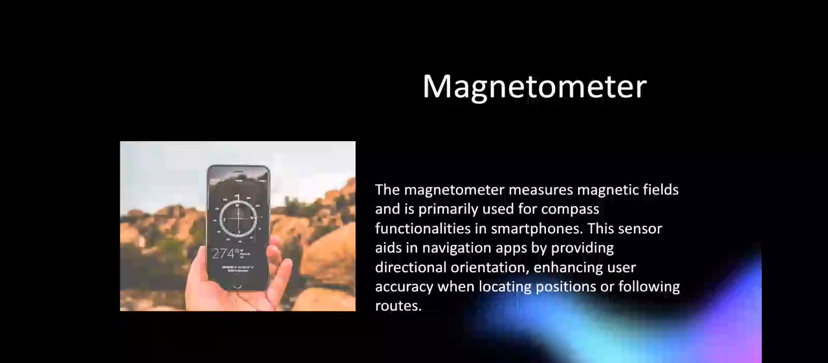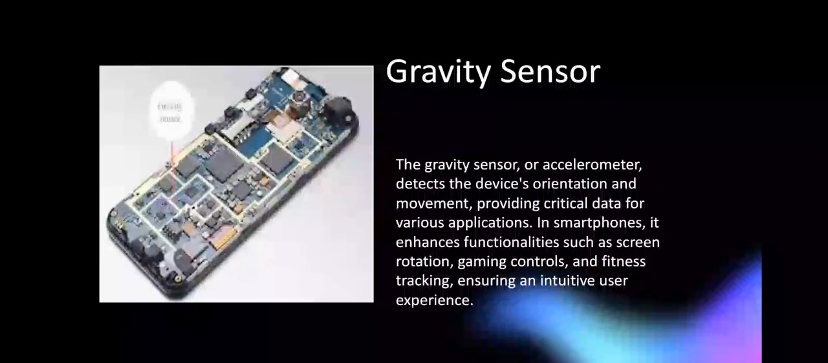And the next sensor is the gravity sensor. The gravity sensor is also known as the G sensor. The gravity sensor or accelerometer detects the device orientation and movement and provides critical data for various applications. In a smartphone it enhances functionality such as screen rotation, gaming control, and fitness tracking. It is also used to determine the phone orientation, as I said, for screen rotation or gaming control.